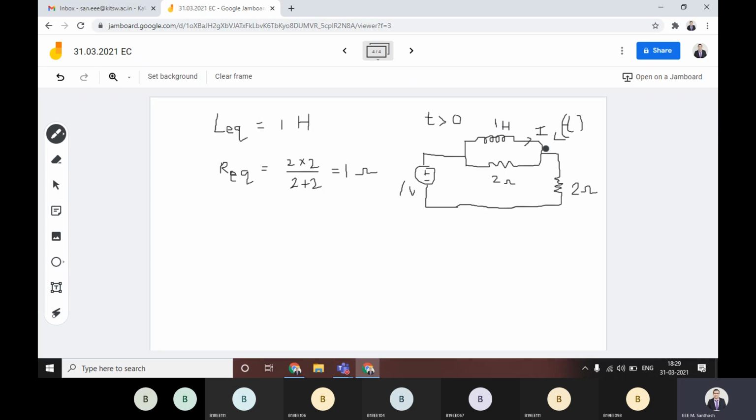Whenever you are calculating R equivalent, some people may be confused. Whenever you are calculating, you have to see like this: through the inductor you have to see for the calculation of R equivalent. Then both the resistors are actually connected in parallel. Then directly you will have 2 both connected in parallel.